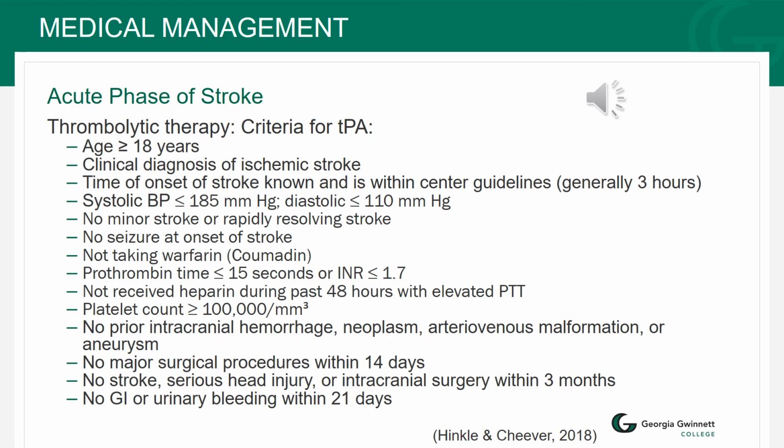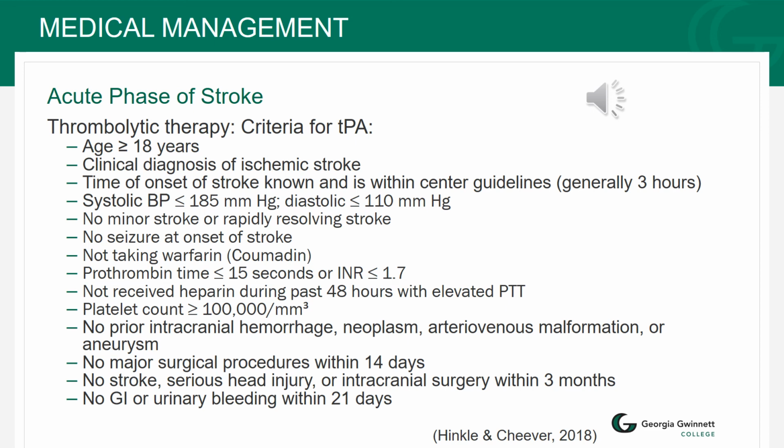So listed here are the specific criteria for a client to receive the thrombolytic therapy, the TPA product. They have to be over 18 years of age. They have to have been diagnosed with the ischemic stroke. Again, not the hemorrhagic stroke, but the ischemic stroke, and that is done via the prompt CAT scan. We need to know what time the onset of the stroke symptoms started, because there's a strict window that we're allowed to give this medication. Typically, it's going to be within 3 hours.